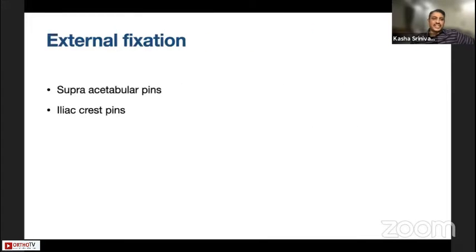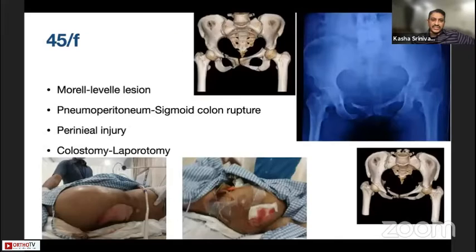The external fixation can be supra-acetabular pins and iliac crest pins, but just supra-acetabular pins can give you a significant stability which is comparable to plate itself in the symphysis.